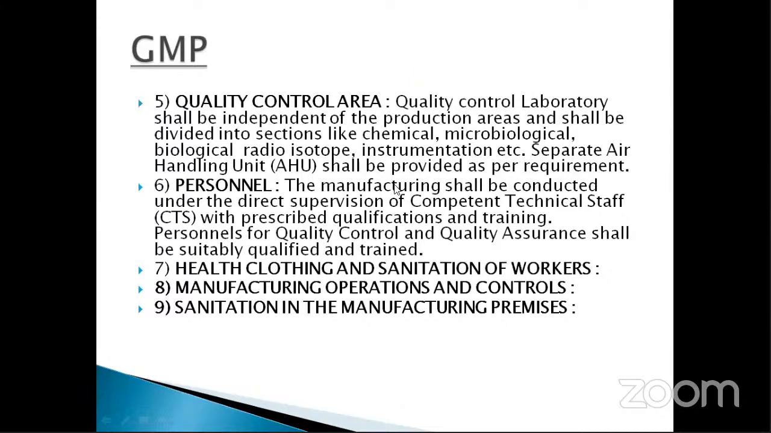Now, the health, clothing, and sanitation of workers. This is another important criterion to be maintained, and not only maintained, each and every manufacturing unit has to keep sufficient records to show that the unit is complying with those provisions, like the provision of personnel, quality control, etc. You can see whether it has been provided in this fashion or not. Similarly, health, clothing, and sanitation of workers. What does it say as per the provision of Schedule M?